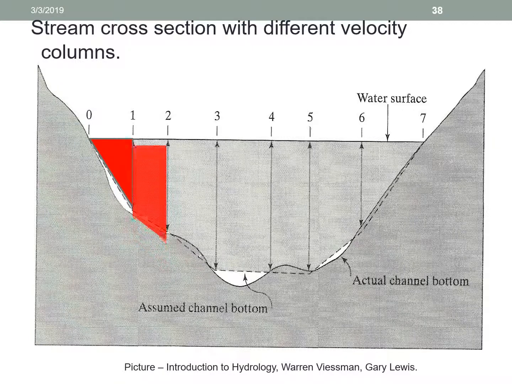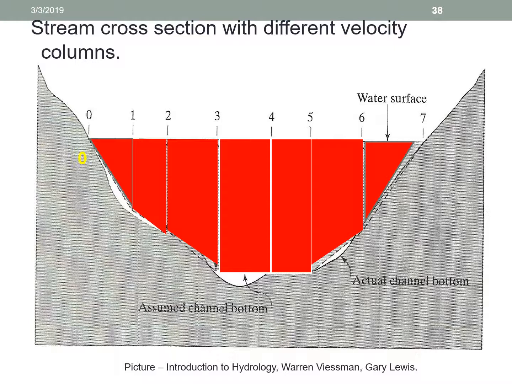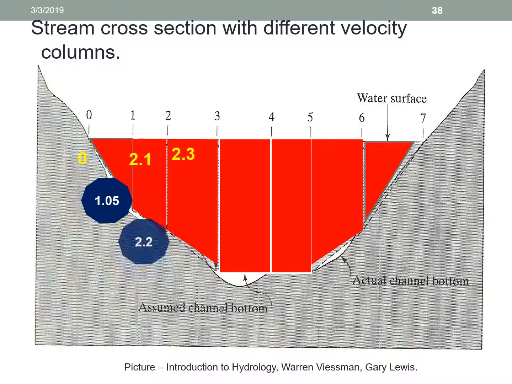So here we calculated all of the areas. Now velocities. We have velocity for section 0, which is 0, and we have velocity for section 1, which is 2.1. We need the average velocity. The average of 0 and 2.1 will be 1.05. How? 0 plus 2.1 divided by 2. And the next number is 2.3. So the average of 2.1 and 2.3 will be 2.2 for the area 2.